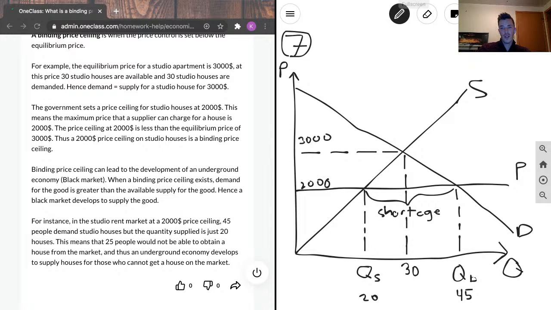So as a result, the shortage is going to equal the quantity demanded, 45, minus the quantity supplied of 20. And we have a shortage of 25 houses. And this is a scenario where a black market may develop. So I'll give you guys a second to take a picture of that, and then I will illustrate a price floor as well.